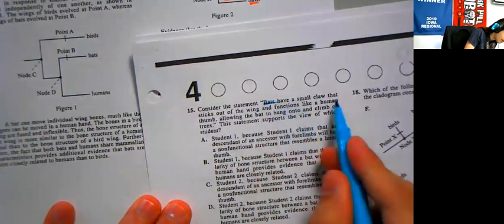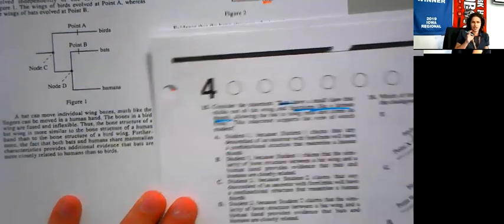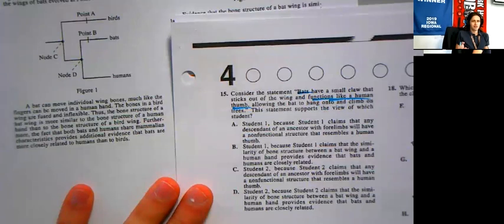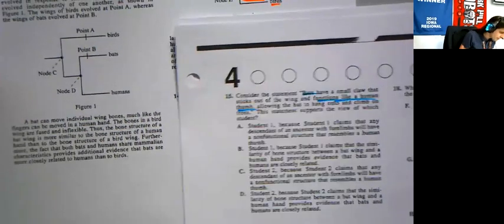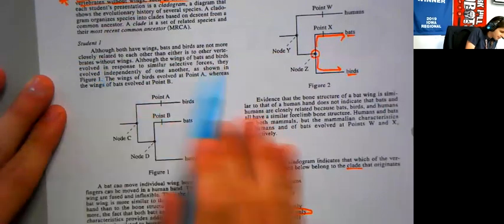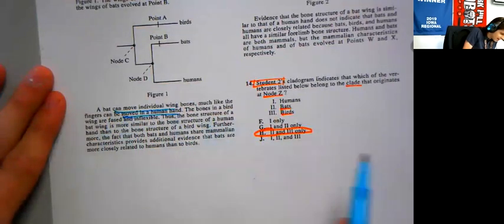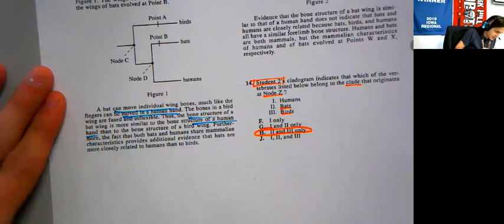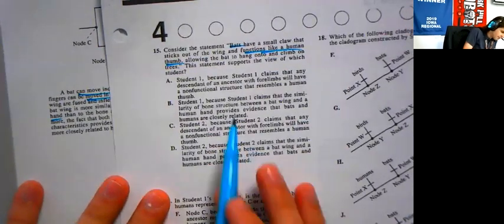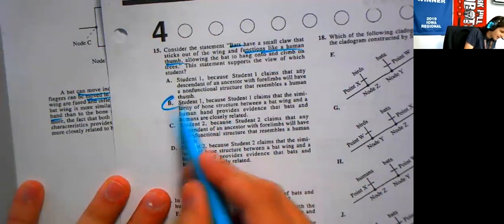Number 15, consider the statement, bats have a small claw that sticks out of a wing and functions like a human thumb. Okay, that statement supports which of the students? So this is making me think, okay, they think bats are like humans. Who has bats like humans? I don't know. Let's see. Okay. Bats. Okay, bats can move much like a hand. Bone structure of a bat wing is more similar to bone. Okay, great. So that seems good. Looks like it's student 1. Why? Because student 1 claims that the similarity of bone structure provides evidence that bats and humans are closely related. All right, so it's looking like B on that one.